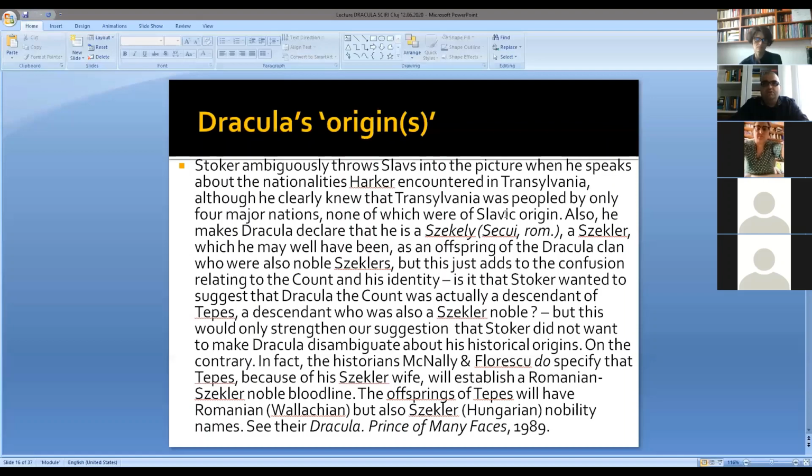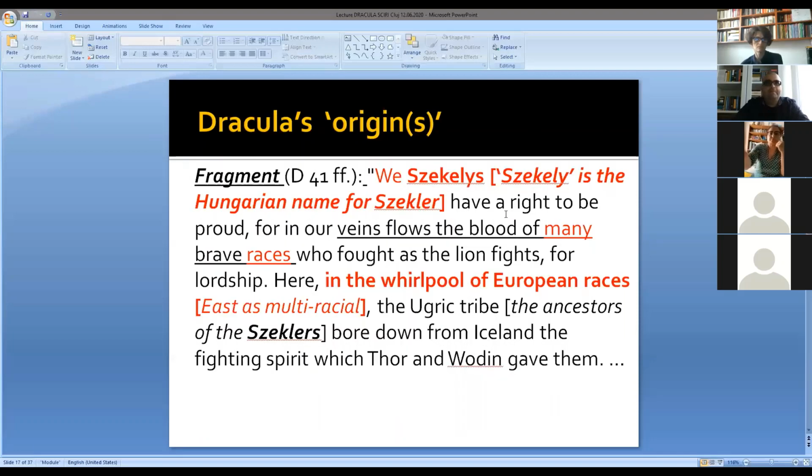origins. On the contrary, in fact, the historians Florescu and McNally do specify in their book that Țepeș, because of his Székely wife, will establish a Romanian Székely noble bloodline. The offspring of Țepeș will have Romanian or Wallachian, but also Hungarian or Székely nobility names. See the work of McNally and Florescu, Dracula, Prince of Many Faces from 1999.